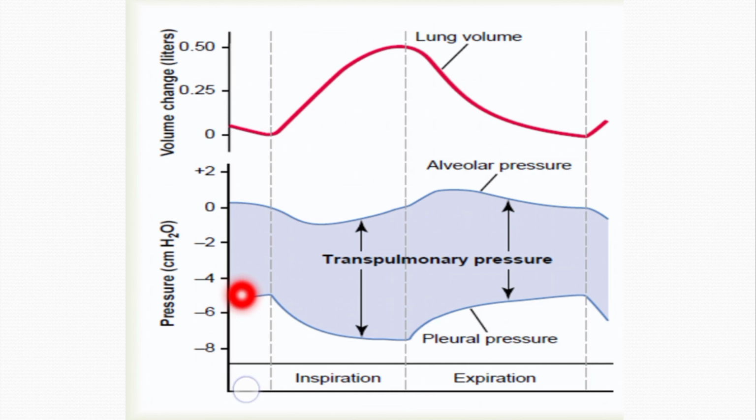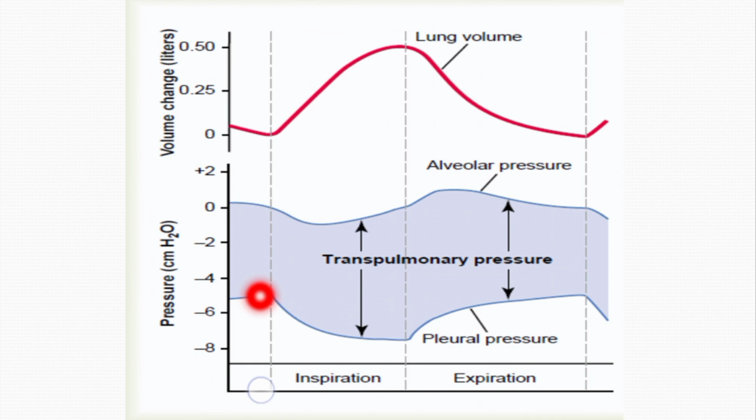So the first pressure is this pleural pressure. At the beginning of inspiration, this pressure is about, as you can see here, -5 centimeter of water, and this minus sign shows that it is a suction pressure. This is very important because of this suction effect, it keeps the lungs open. It applies a suction effect and it keeps the lungs open.